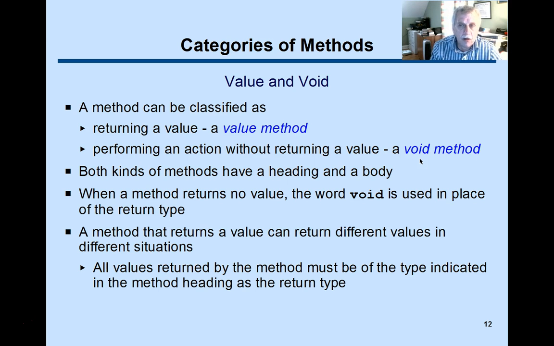Both types of methods, whether it's value returning or void, will have to have a heading and a body. The body is where the action is performed, defines the set of operations, and the heading provides the signature and tells us how to call or invoke the method.